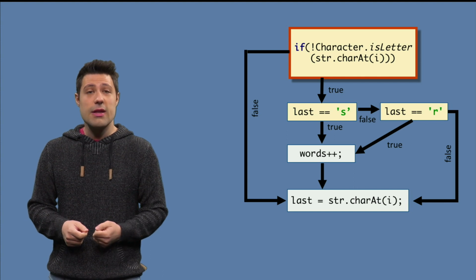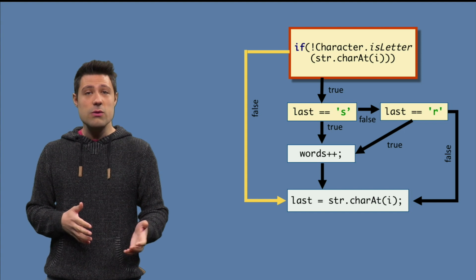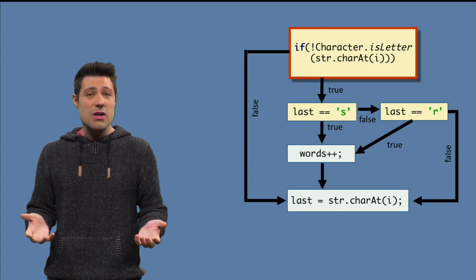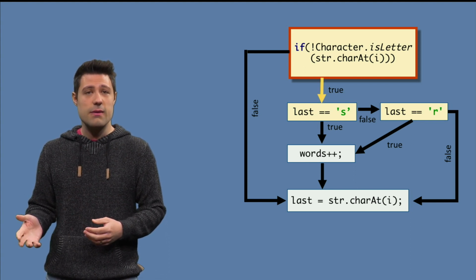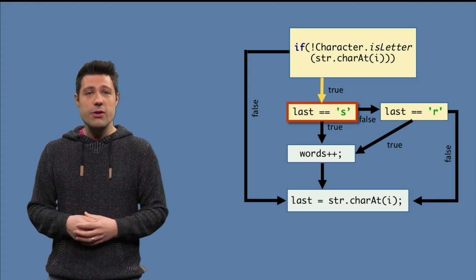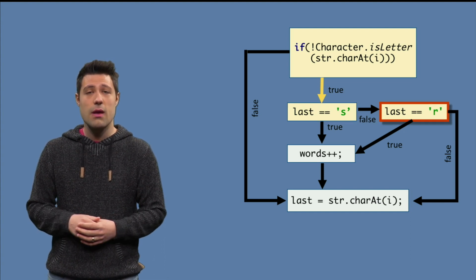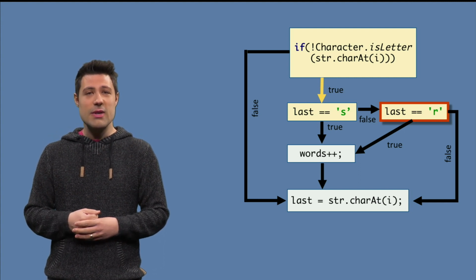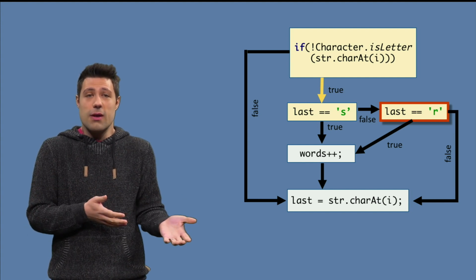If the first condition, the character is letter, is evaluated to false, the program jumps directly to the last equals to string char add statement. However, if it gets evaluated to true, then the second condition should now be evaluated. Now, there are two ways for the second one to be true. Either the last variable is equals to S, or it is equals to R. And if one of them, any of them, is true, the program does one thing. If both are false, the program does a different thing.